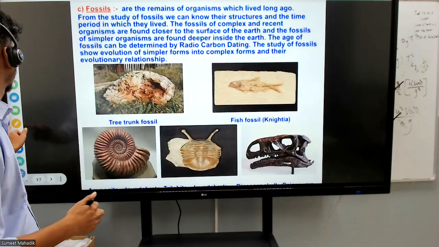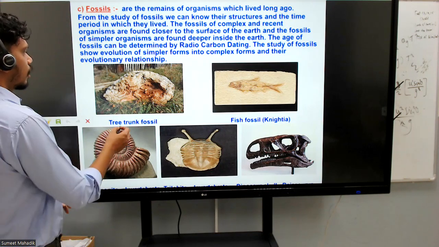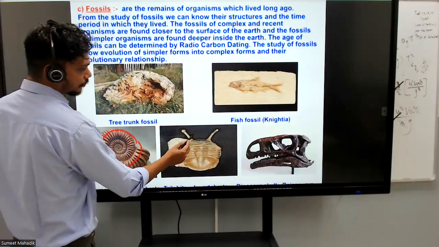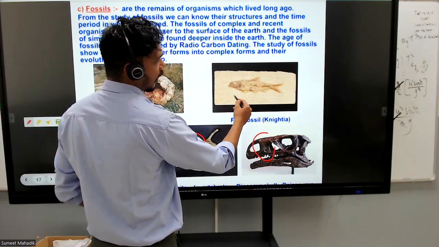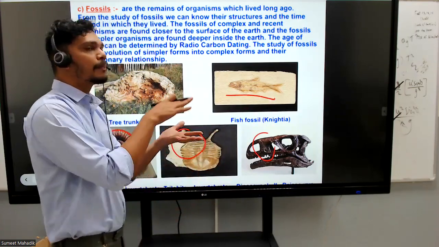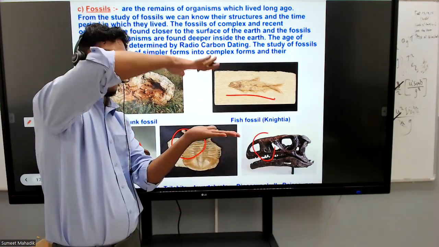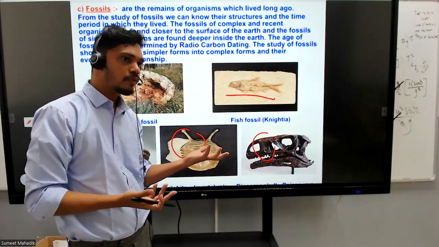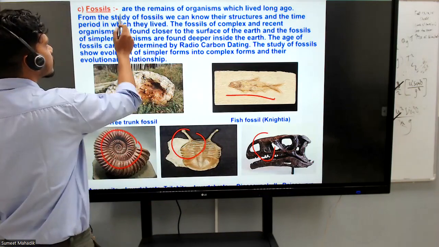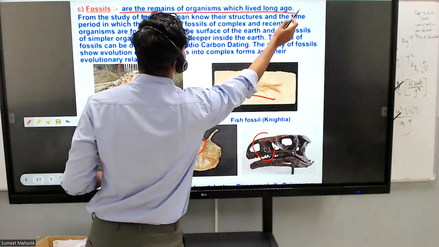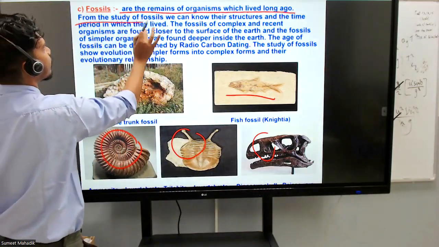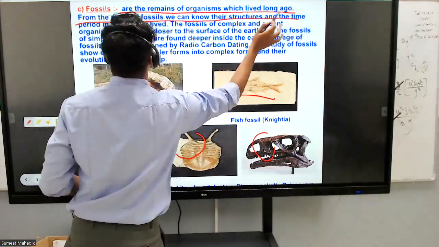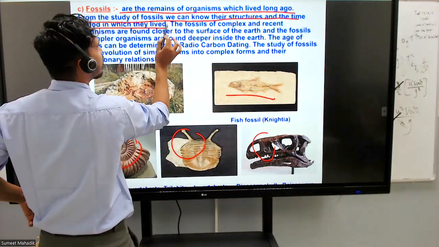Now, fossils. Yes, we have to study the fossils. Fossils can be anything. We can say fossils are nothing but the impressions of animals, formed under tremendous pressure, right? Mostly we get oil from fossils only. Fossil fuel is nothing but the oils. All the remains of organisms which lived long ago. From the study of fossils, we can know their structures and the time period in which they lived, right?